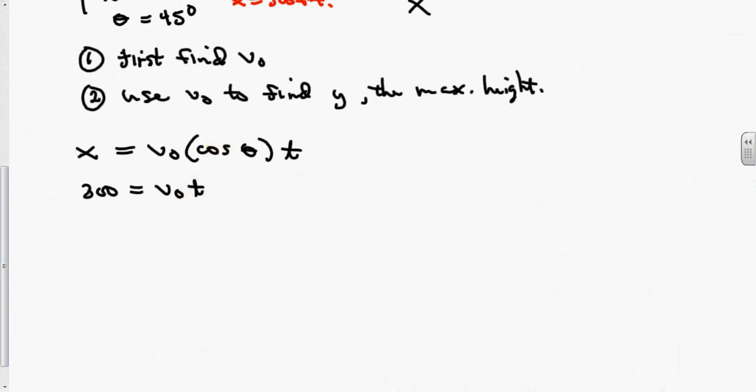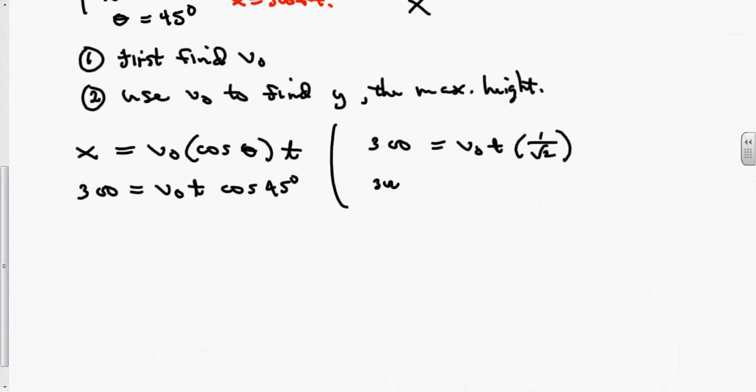So cosine theta, that's cosine of 45 degrees. So here, the 300 is equal to the initial velocity times the time times 1 over the square root of 2. That's a 3. So we have 300 times the square root of 2 is equal to the initial velocity times the time. So we have that so far. That's good.